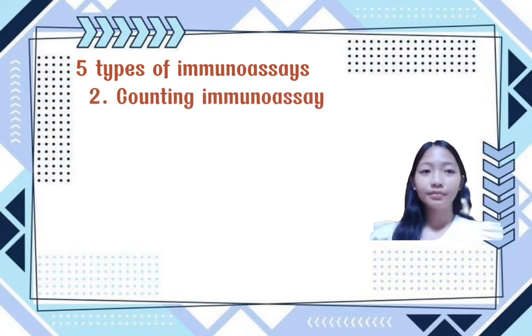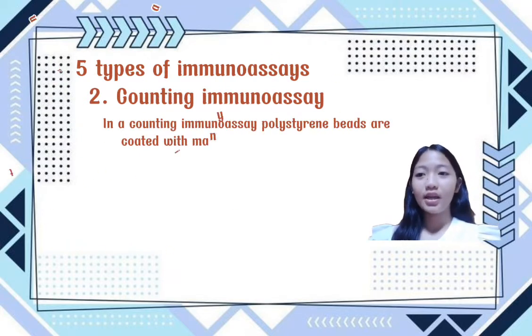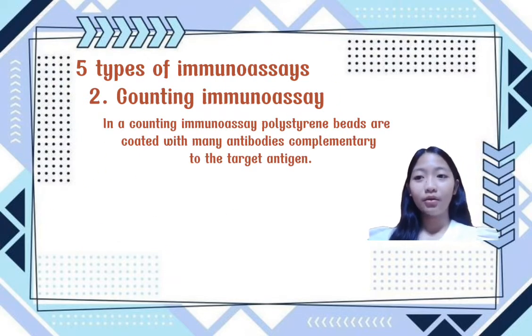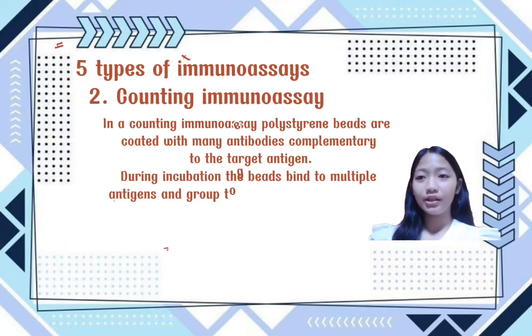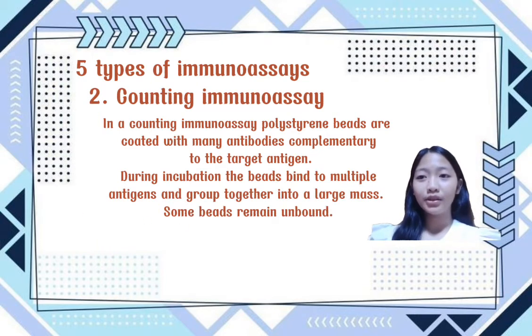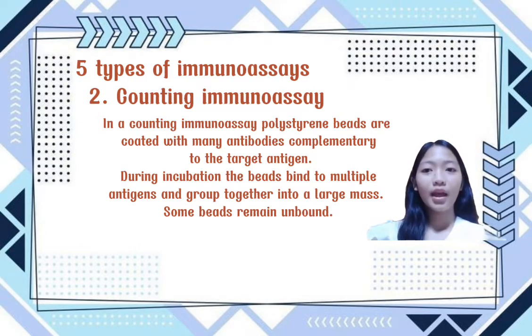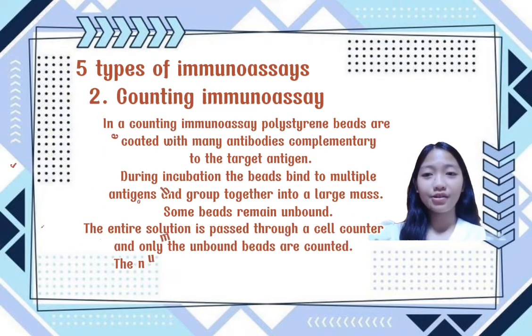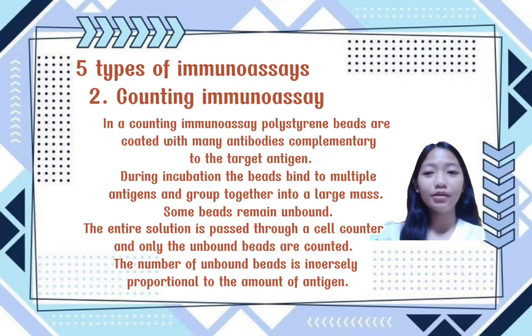Number 2. Counting immunoassay. In a counting immunoassay, polystyrene beads are coated with many antibodies complementary to the target antigen. During incubation, the beads bind to multiple antigens and group together into a large mass. Some beads remain unbound. The entire solution is passed through a cell counter and only the unbound beads are counted. The number of unbound beads is inversely proportional to the amount of antigen.